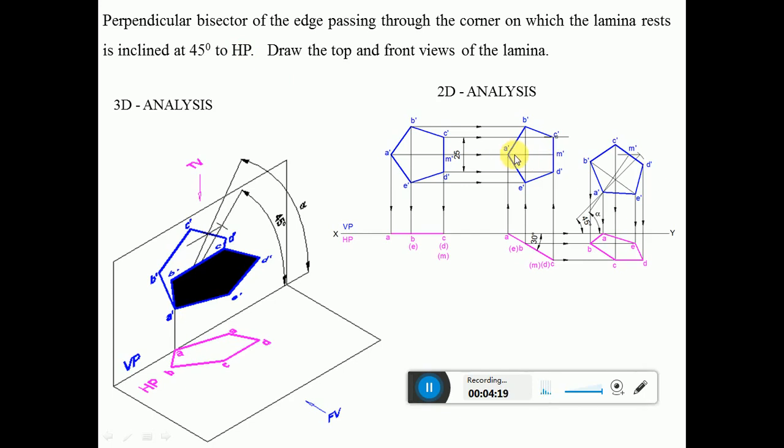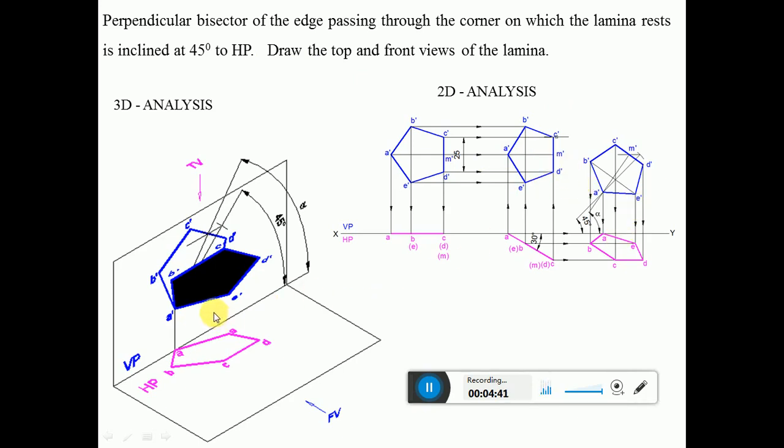In the problem, it is given that the lamina is inclined to HP at 45 degrees, so it is the true inclination. Then in the second position front view, the perpendicular bisector has got apparent length, so we need to find out the apparent declination in the third position.